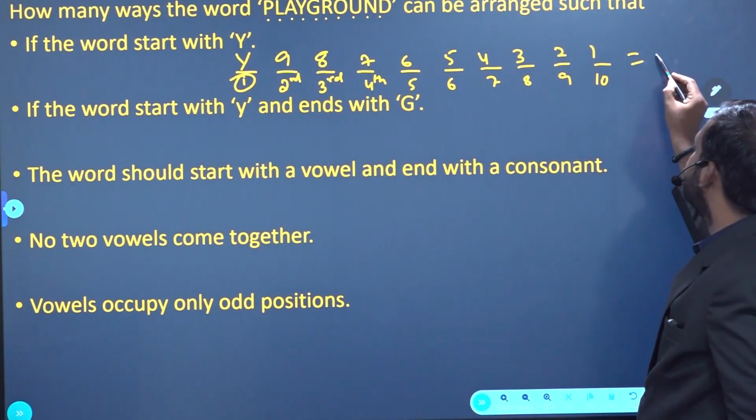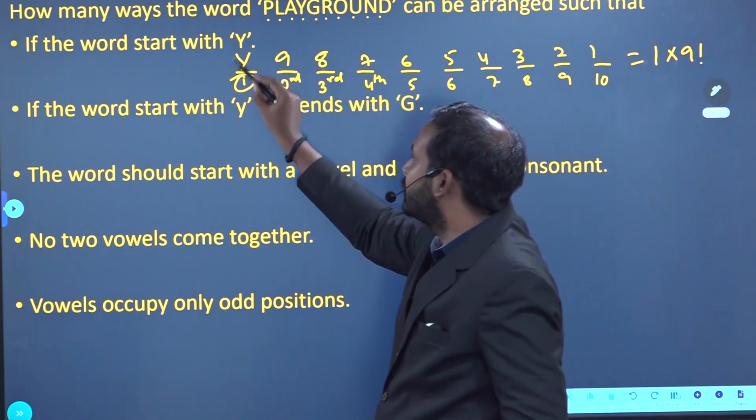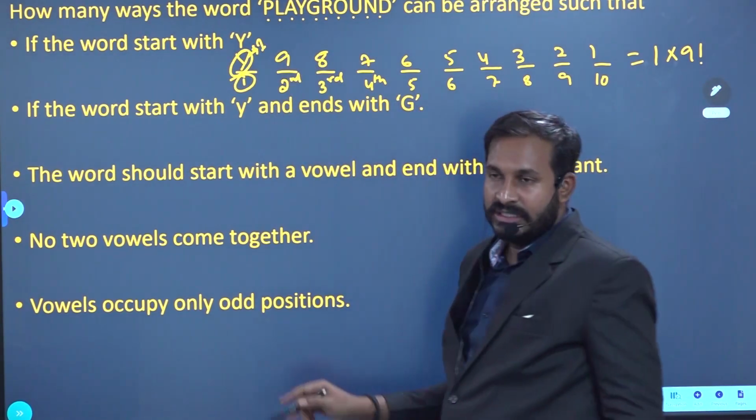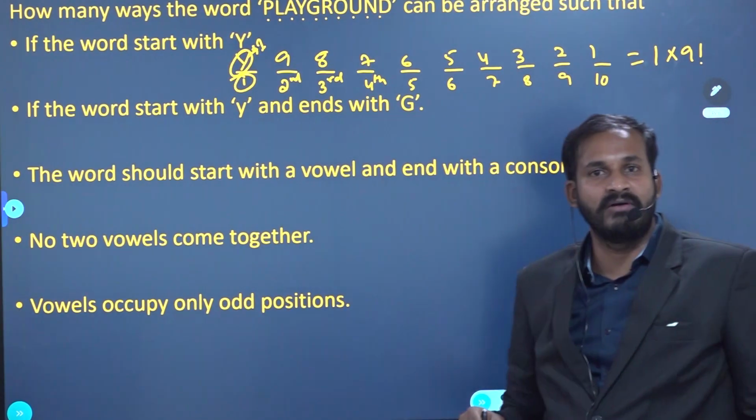This is nothing but 1 into 9 factorial, right? Why? Because for the first position, only 1 chance. Only 1 chance. And from there onwards, 9 factorial ways. So 1 into 9 factorial will be our answer here.